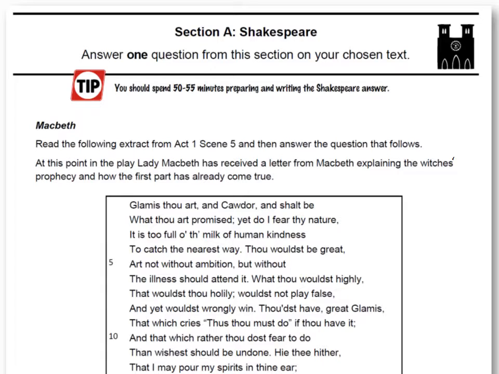At the top, you'll see that it tells you where the scene is, so where the passage comes from, and it gives you a quick summary. So read the following extract from Act 1, Scene 5, then answer the questions. At this point in the play, Lady Macbeth has received a letter from Macbeth explaining the witch's prophecy and how the first part has already come true. So it gives you a bit of background.